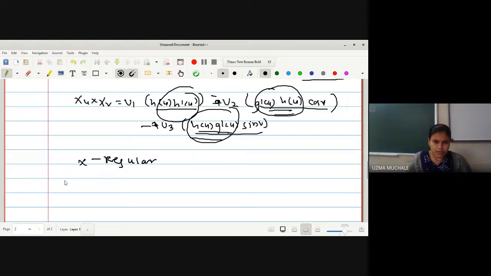Okay, so x is regular, it ensures that mapping x is regular means what? We can say that this has a parameterization. Okay, any doubt for this example?